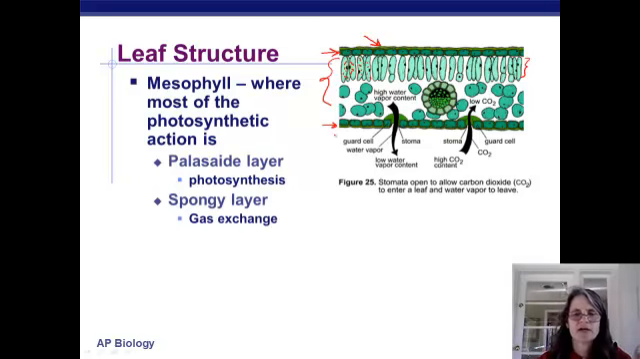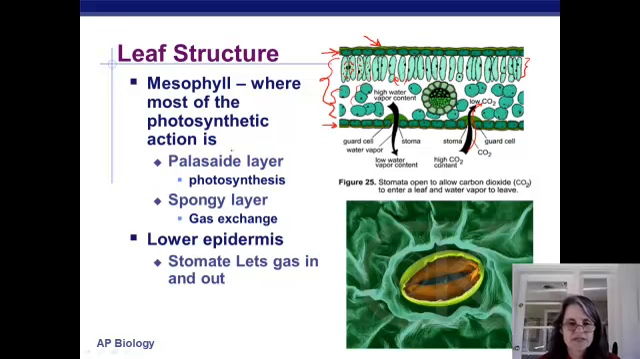The spongy layer down here, this lower part, there's chloroplasts in these cells too, but what's more interesting here is all the air spaces, and that's so that CO2 can come in and we can have lots of CO2 coming in here to feed the photosynthetic activity going on up here in the palisade layer, okay?